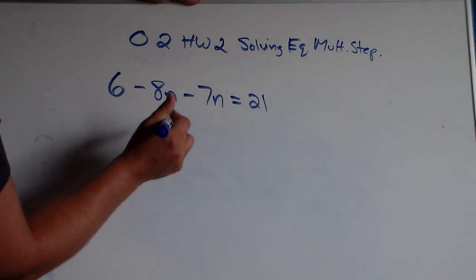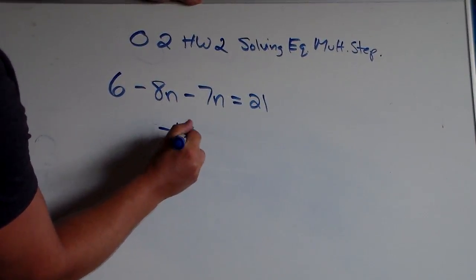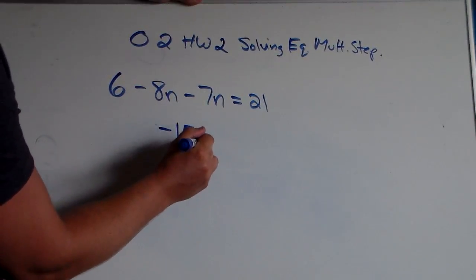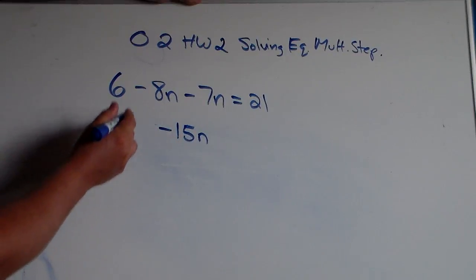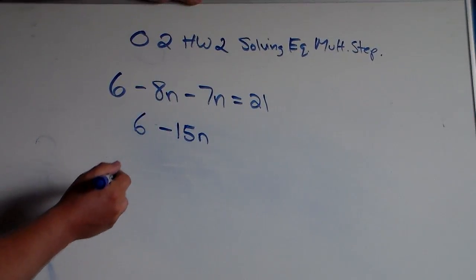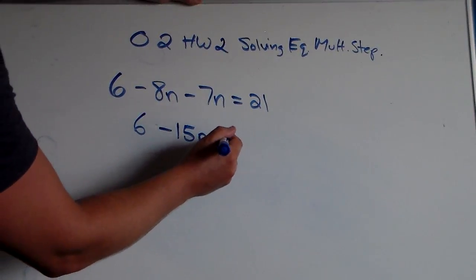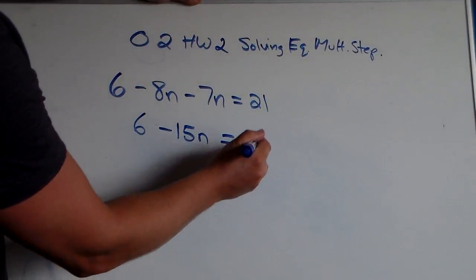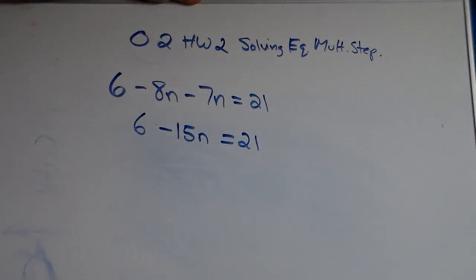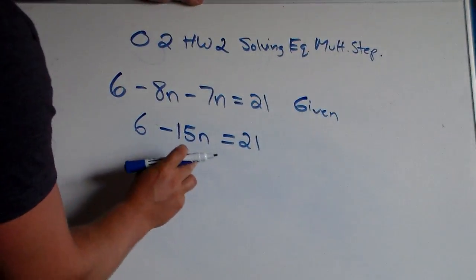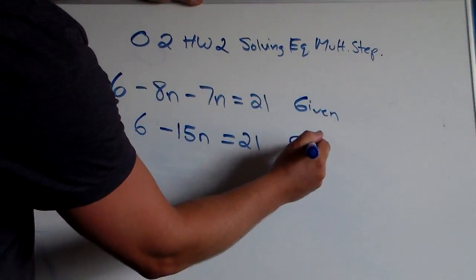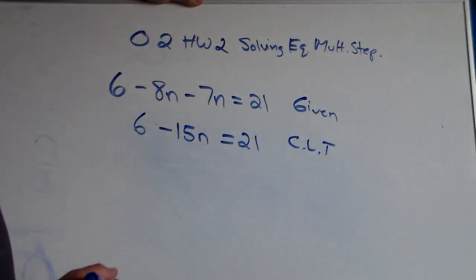Negative 8 minus 7 gets you negative 15. And since both of them have an n to the first power, we write n. Now the 6 cannot be combined with them, but we still have to write it and carry it down in our equation, just like our equal sign and our 21 on the right hand side. This is our given. What we did to get to this stage was combine like terms.